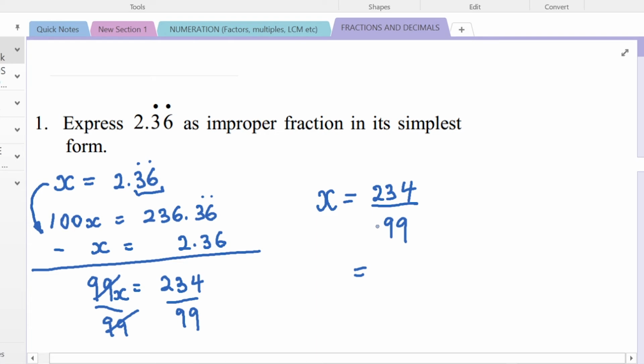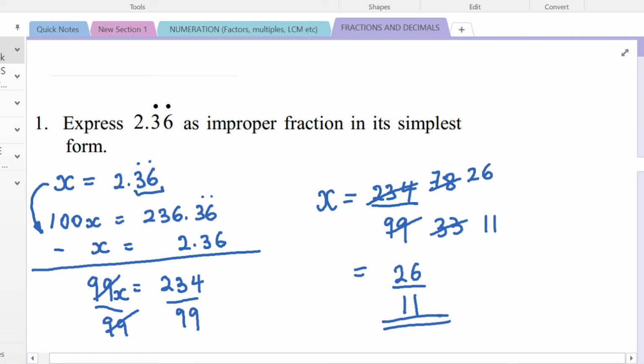I think it's divisible by 3. So by 3 here we have 78. By 3 here we have 33. That can be further divided by 3. When we do so, by 3 we have 26. By 3 we have 11. So we have 26 over 11 as our improper fraction. And of course, if you want to test whether you're right, punch 26 over 11 in your calculator, it should give you 2.36 recurring.